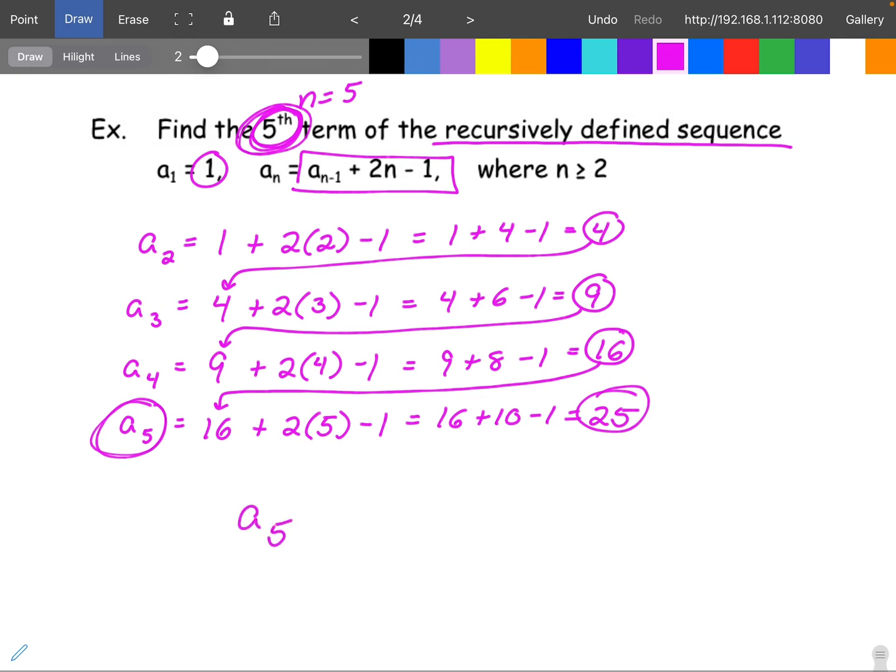So I'm going to write my answer that a sub 5, the fifth term, equals 25. So that is my answer. So anytime you see recursive, that means that you're going to be using a previous term in the calculations for your next term. So just kind of be aware of that.